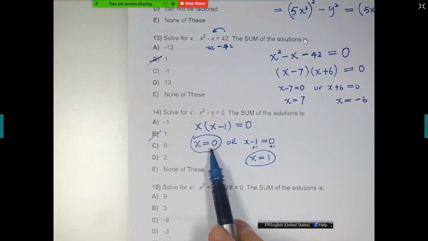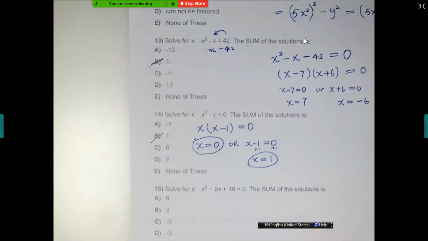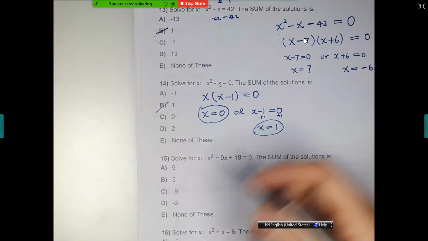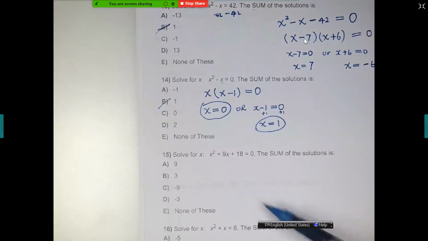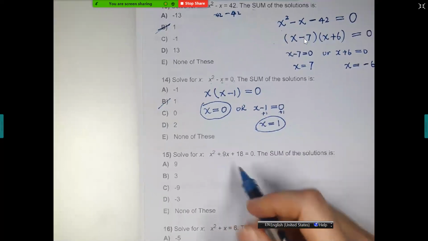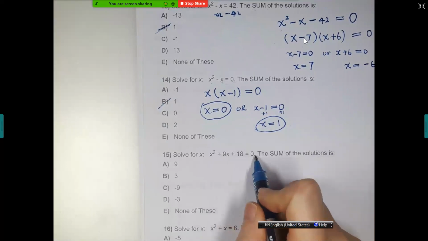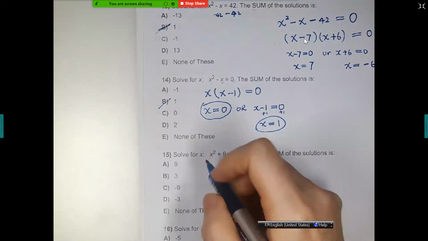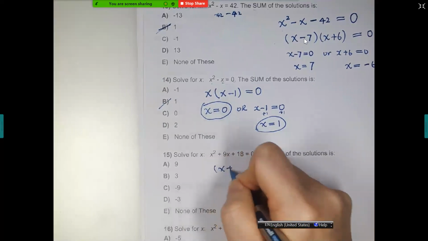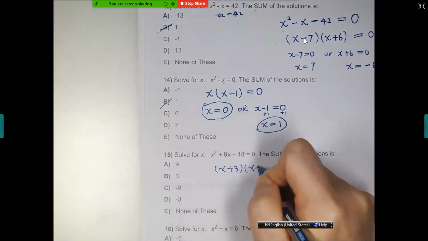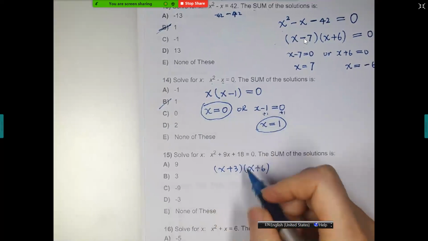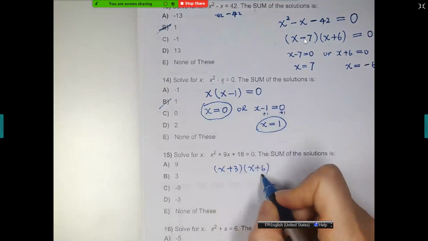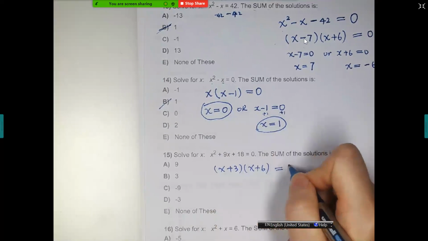Okay, don't forget this x is still one factor. X equals 0 is still one solution. And continuing, the next one is the same thing. I just quickly go through this one. Standard form already, factor the left side, and I factor this as x plus 3 times x plus 6, because 3 times 6 is 18, 3 plus 6 is 9, equals 0.